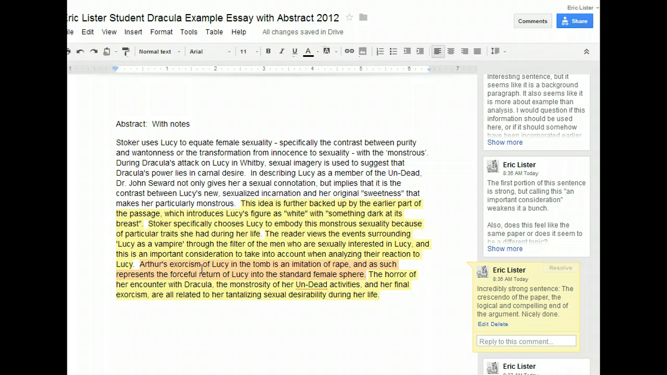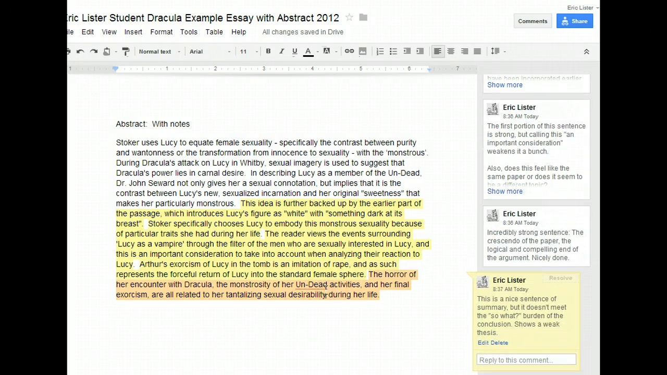Then something interesting happens. After the fluff in the middle of the paper, the part that I say you probably could cut out or change or modify or shorten, now it gets back on track. Arthur's exorcism of Lucy in the tomb is an imitation of rape, and as such represents the forceful return of Lucy to the standard female sphere. Man, that's a strong sentence. Whether you believe it or not, that is a strong statement, and it is the culmination of the paper. This is the ultimate kind of so what of this. And I would say probably if you use that in your conclusion, you might be in a better spot. It is like the final moment when we actually see why this argument matters to somebody, why we should care about this. And then the last sentence seems to be a bit more of a throwaway too, right?